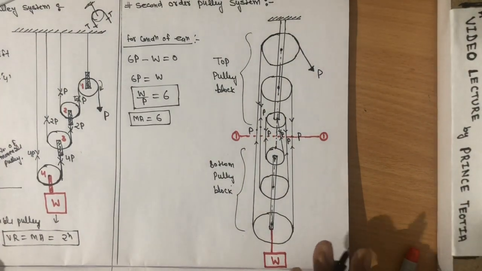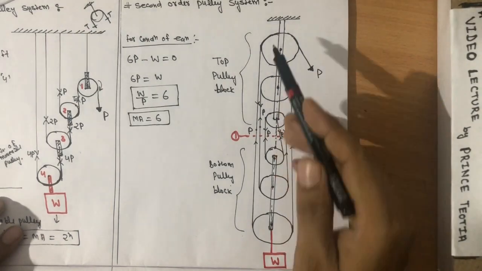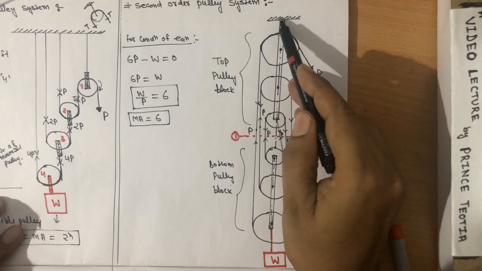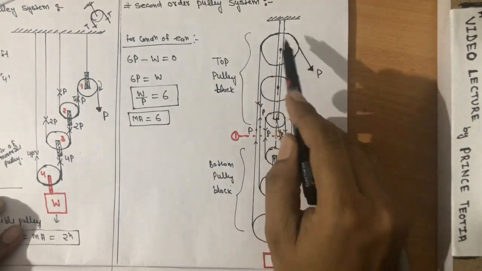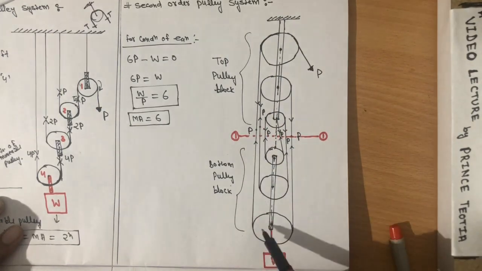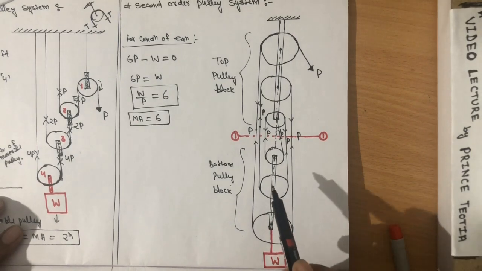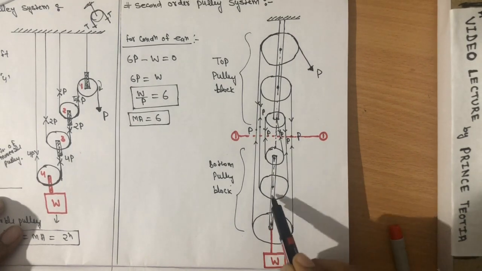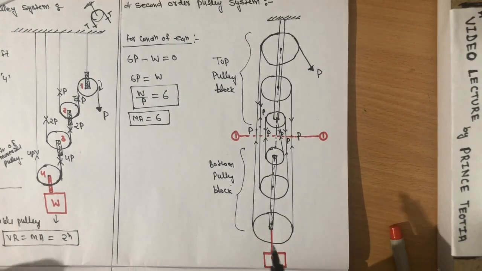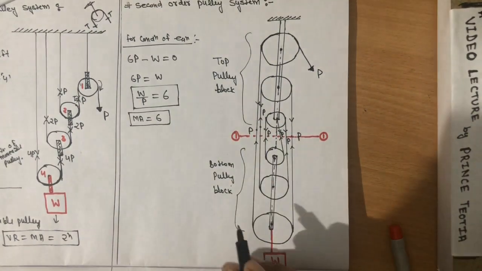Now we can conclude that in this system, the number of movable pulleys: these three pulleys, or we can say the top block, are fixed. It cannot move. The pulley will rotate, but it cannot move in upward and downward direction. Only the bottom block will move upward and downward. So the number of pulleys in the bottom block are 1, 2, 3. These three pulleys can move in upward and downward direction. So I'm going to generalize this.